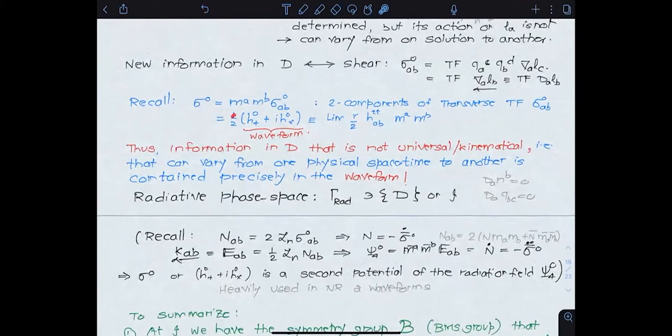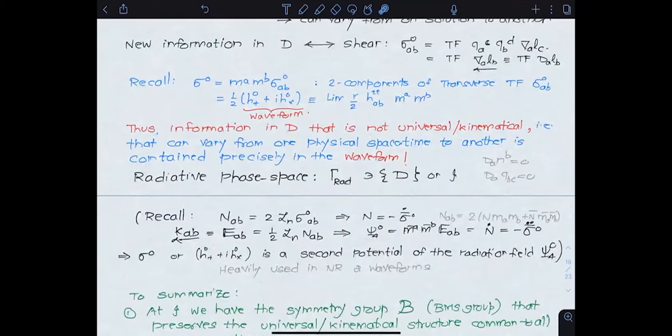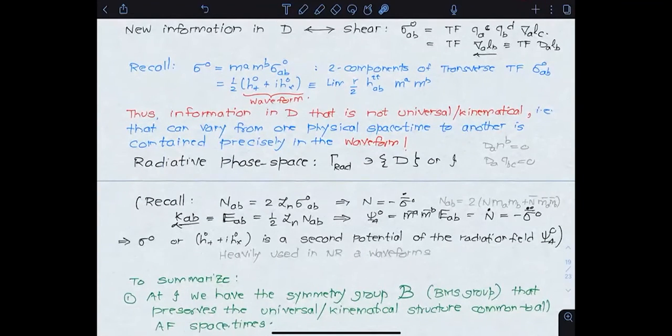And we had seen last time that if I were to contract with m and m, then I just get h plus i h cross, which is the waveform. Or in the physical space-time, you're taking the transverse traceless h_AB and contracting with m^A m^B and taking the limit as we go to Scri. Thus, the information in D that is not universal or kinematical, that can vary from one space-time to another, one solution of Einstein to another solution of Einstein, is precisely this D, but the information in D is really completely the same as sigma naught, and sigma naught information is the same as the waveform. So it's very beautiful that the waveform is precisely the information contained in D, which changes from one space-time to another.